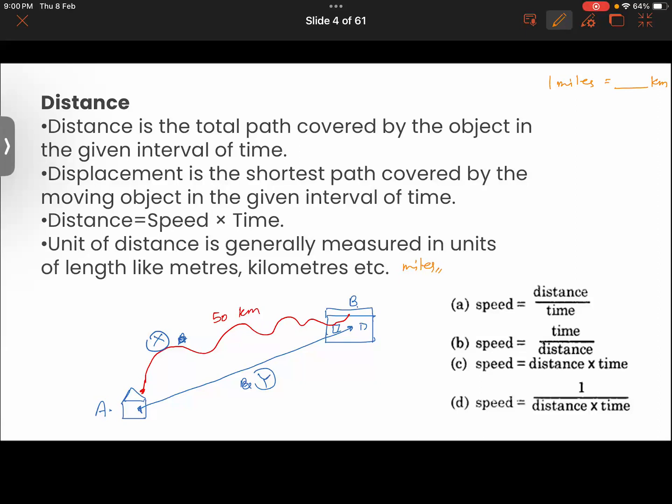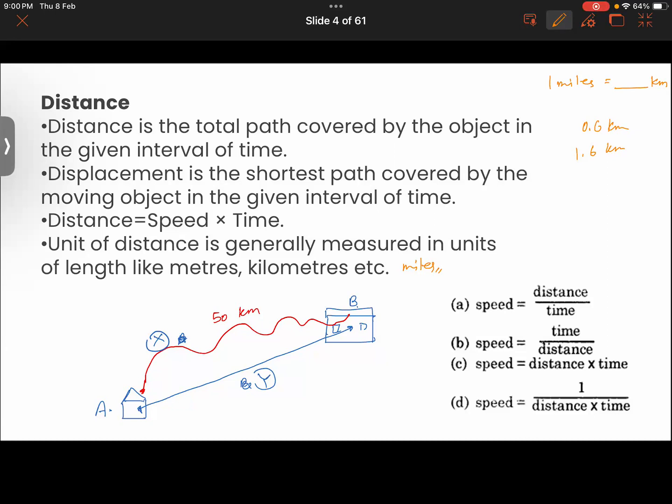How many kilometers are there in 1 mile? Is it 0.6 kilometer? Is it 1.6 kilometer? Which one is the bigger unit? 1.6. Okay? So 1 mile equals 1.6 kilometer. Getting it? So that is the thing here.